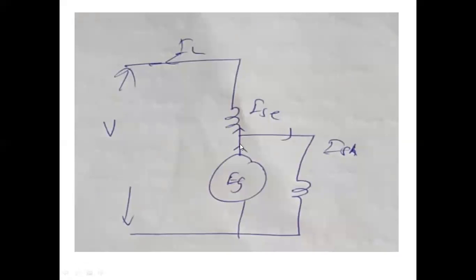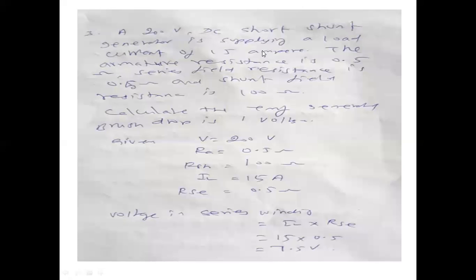So the armature current is nothing but what? From the diagram, IA is coming out of this armature. IA equal to ISH plus IL. So ISH we determined from here, and IL is already given, 15 ampere. That's all. So you determine IA.